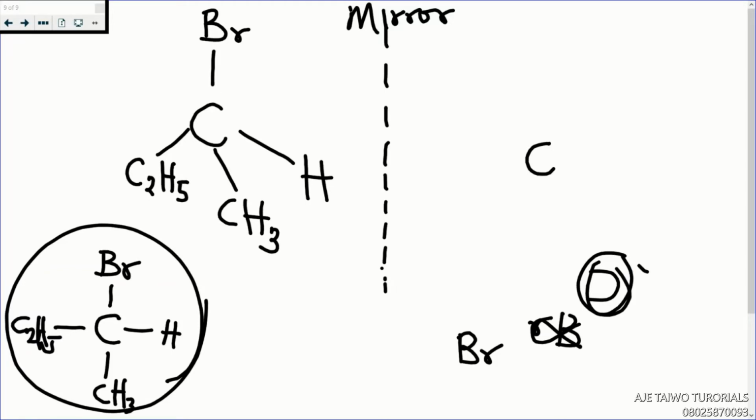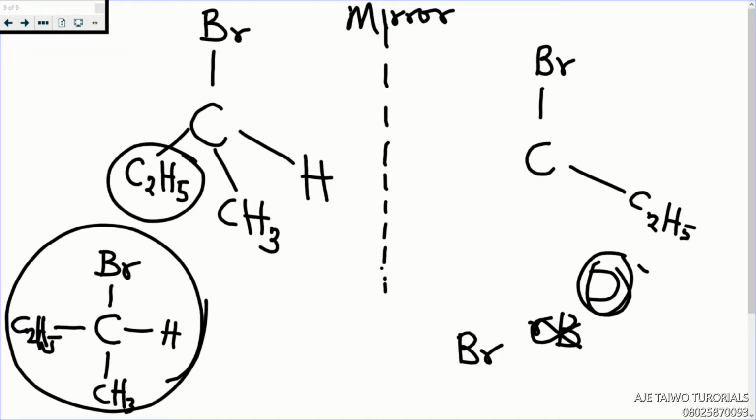Bromine is still on top. Even though it appears like RB, don't mind that. C2H5 will be seen on the right hand side now, no longer on the left. If you look at your paper very well, your hydrogen will be here now. See how this hydrogen points here. It points in the opposite direction now.